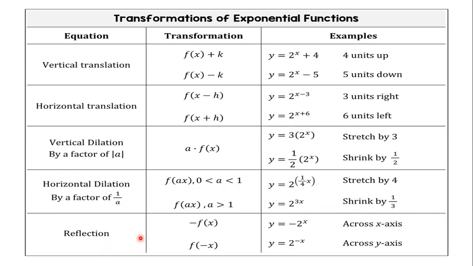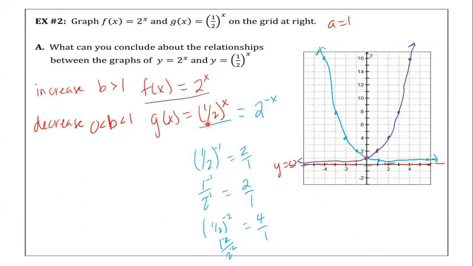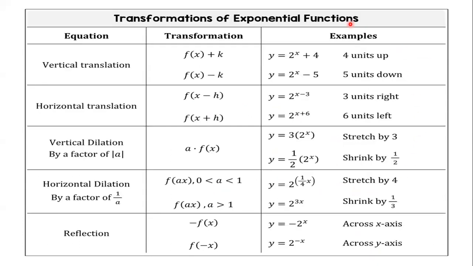Okay. Then our reflections. If my negative is on the outside, only affecting my coefficient, so if my leading coefficient is negative, then it's going to be across the x-axis. If the negative's on my x, then it's going to be across the y-axis, which is why when we have 1/2 to the x, because it can be written as 2 to the negative x, notice that it's a reflection across the y-axis of 2 to the x. Okay. All right, so these are your specific transformation rules for exponential.